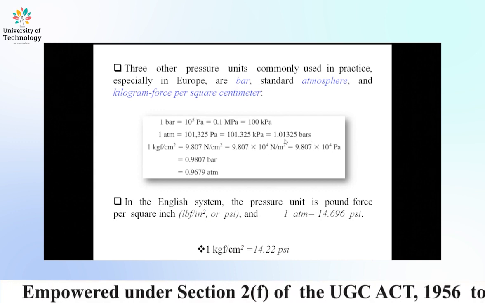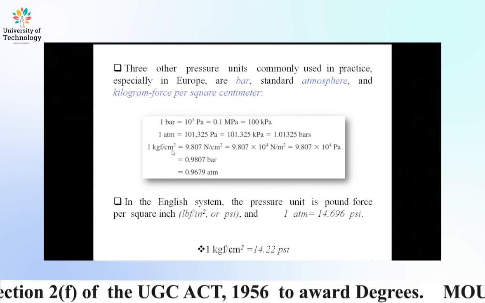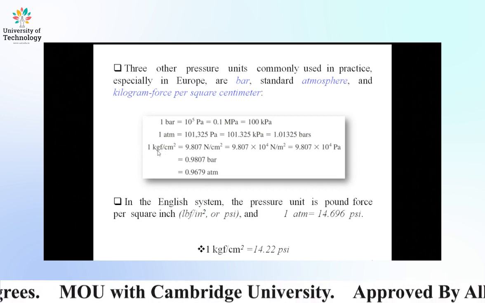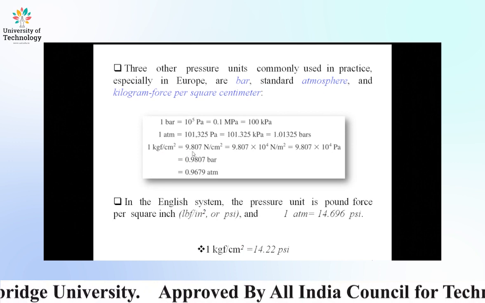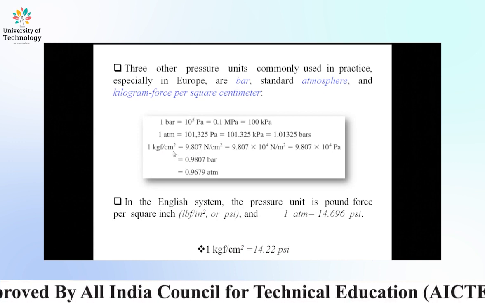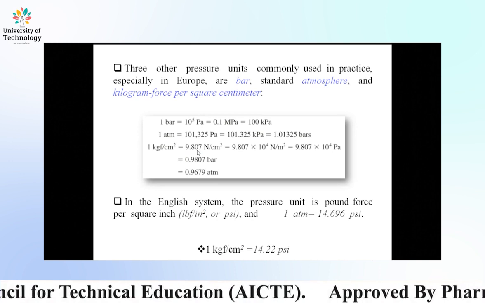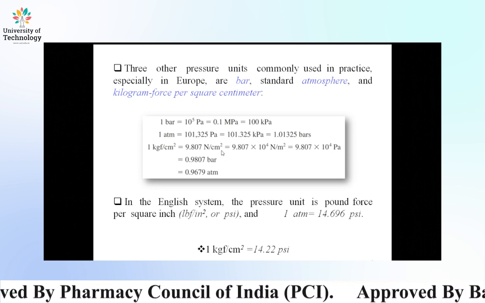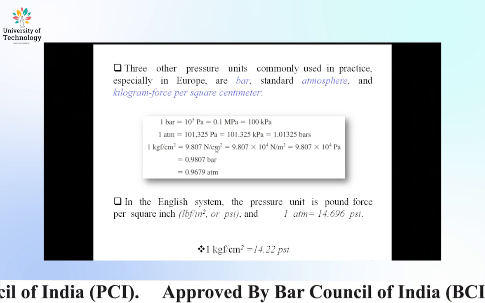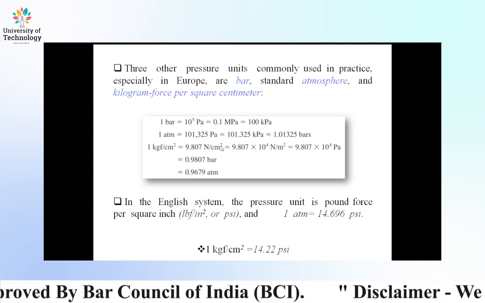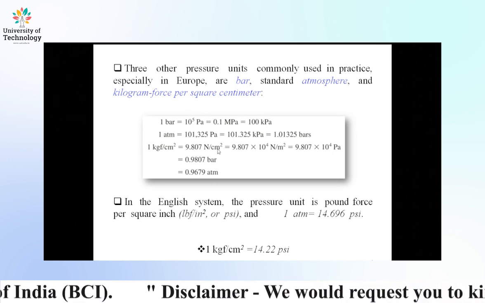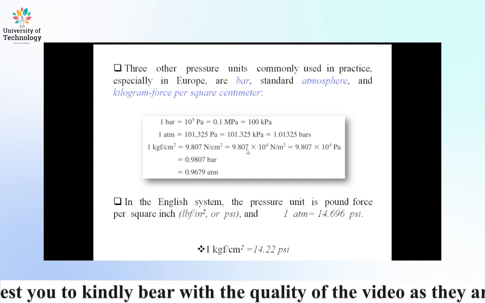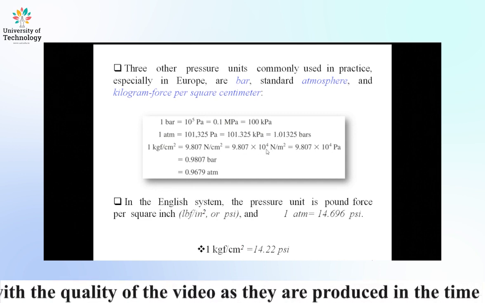1 kilogram force per square centimeter. We know that 1 kilogram force equals 9.81 Newton, or equals 9.807 Newton. So 1 kilogram force per square centimeter is equal to 9.807 Newton per square centimeter. 1 centimeter equals 10 to the power minus 2 meter. So 1 square centimeter equals 10 to the power minus 4 square meter. So here, 9.807 into 10 to the power 4 Newton per square meter.